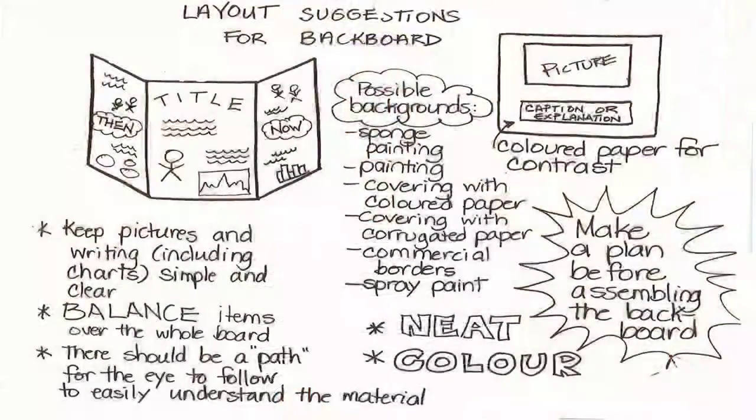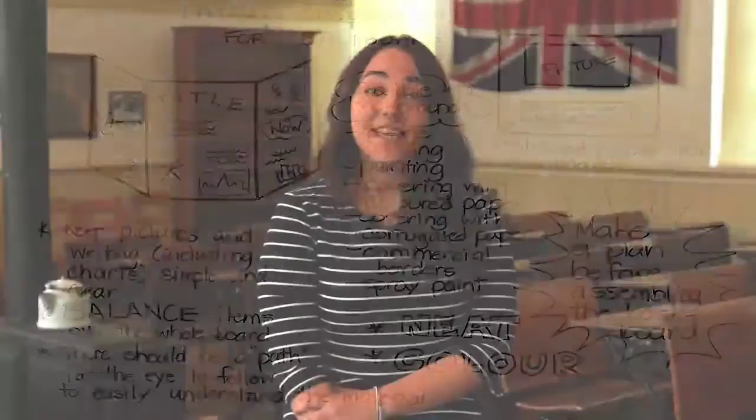So what are some easy ways to make a cost-effective and creative poster? Remember to make a plan before assembling. Remember the difference between typed versus hand-drawn, and keep everything simple and clear. There should be a path for the eye to follow to understand the material. We can pick up inexpensive materials from places such as the dollar store.